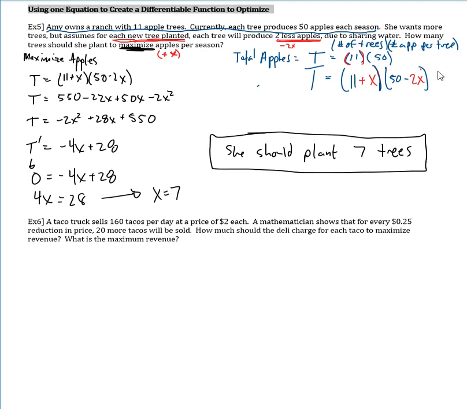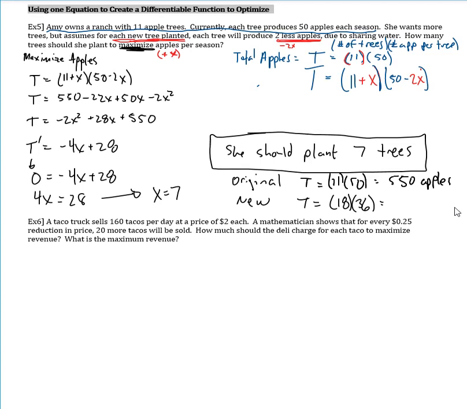Okay, and just to kind of check it, here's our original. T equals 11 times 50, which is 550. So that's the number of apples with no adjustments. And then adding 7 trees would be 18 new trees, because 11 plus 7 new trees is 18. And then we'd have to minus 2 apples per tree. So we would have to minus 14 apples from 50. So that would be 36.